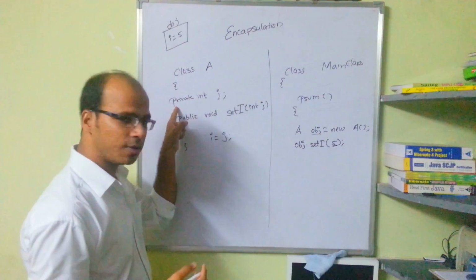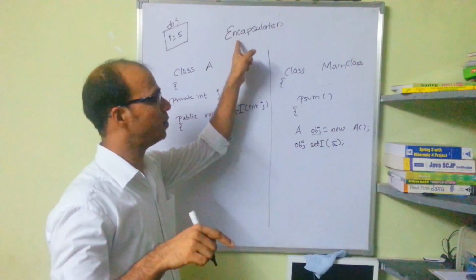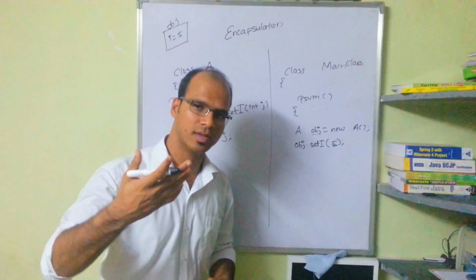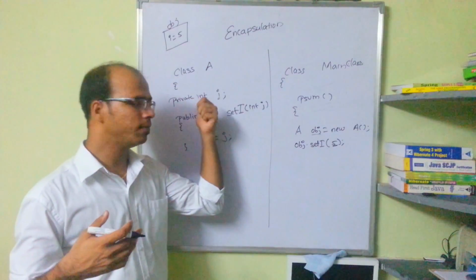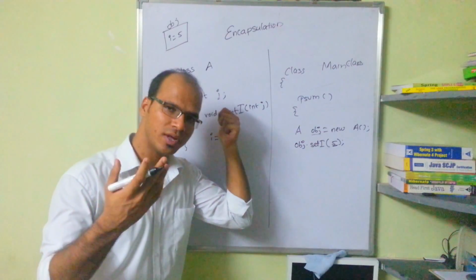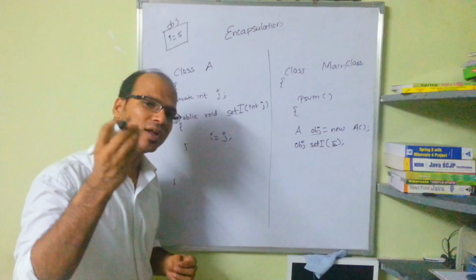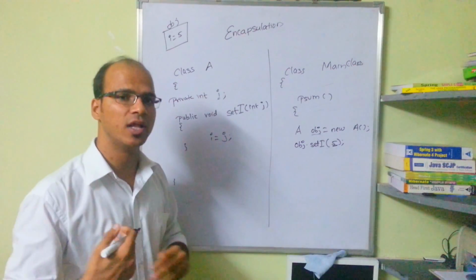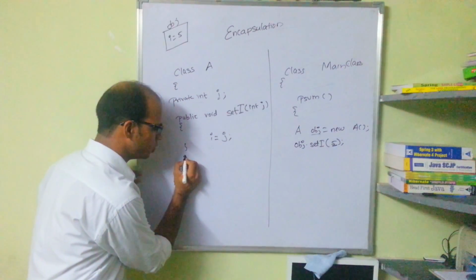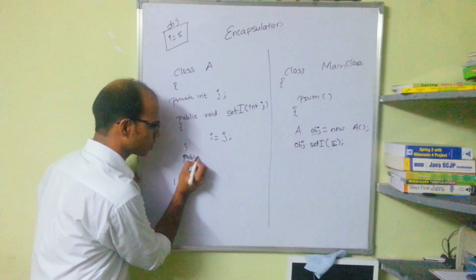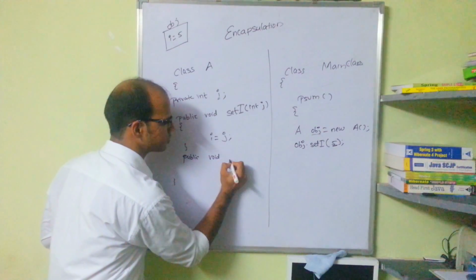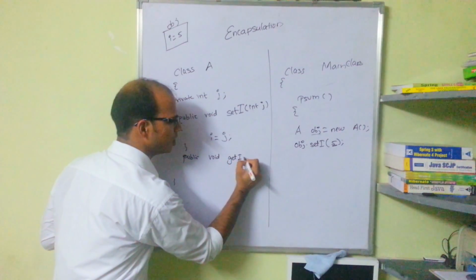So my variable is private. I'm making sure my data is hidden. It's also called data hiding. So I'm specifying my variables as private, and I will use those variables with the help of methods. What if you want to print the value, if you want to get the value? For that we have to use one more method. It's public void getI.